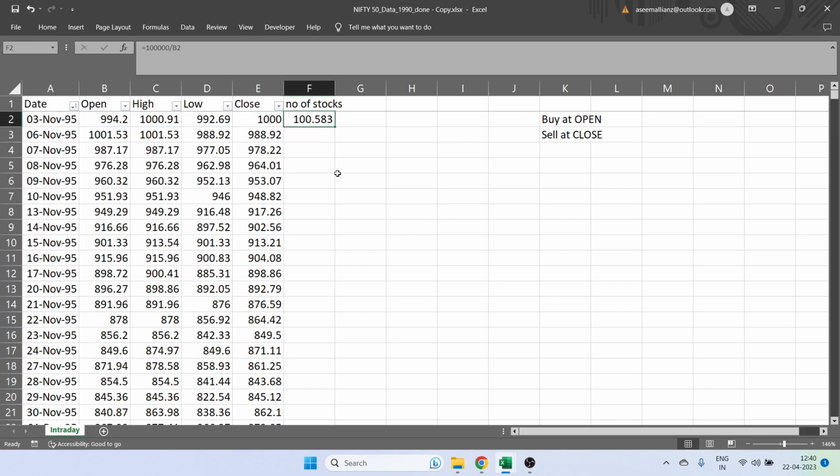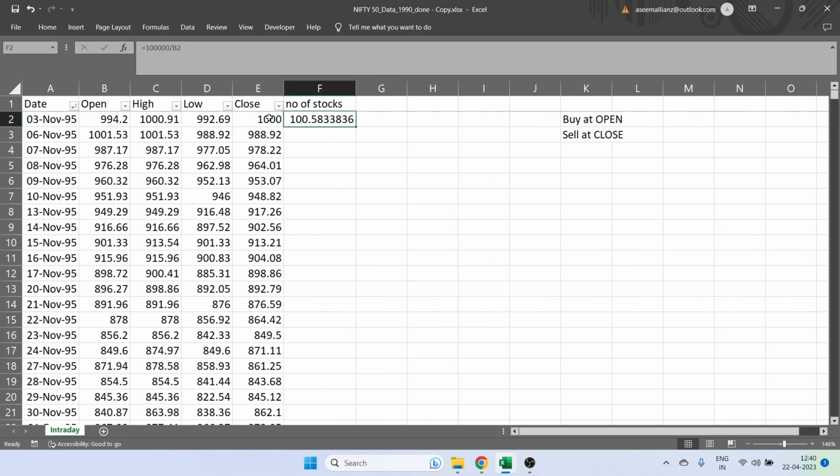So I will be able to buy 100.58 stocks, and as you can see the price has gone up, so I would have made a profit. The final value of my portfolio will be this multiplied by the closing price of 1000, and you can see that I made a profit of 583 rupees. You can calculate it the other way around also. If I do the formula, 1000, which is the closing price, minus the opening price, divided by the 994.2, it is the same 0.583, right?